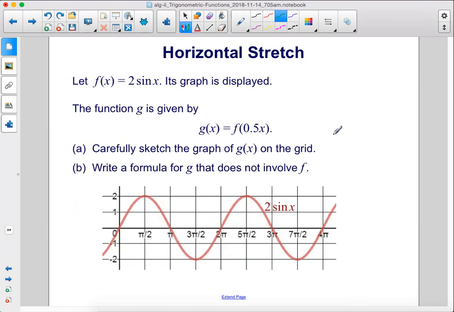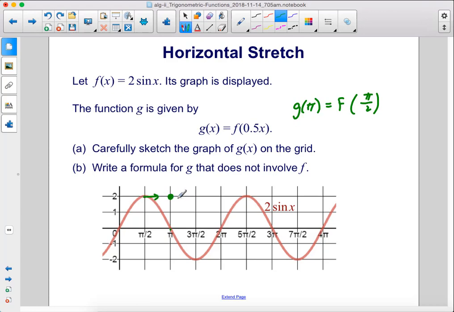Let f of x equal 2 sine x. Its graph is displayed. The function g is given by g of x equals f of 0.5x. Carefully sketch the graph of g of x on the grid. Write a formula for g that does not involve f. Okay, so what I'm going to do is pick an x value. Let's start with pi. G of pi equals f of pi over 2, because we take that pi, multiply it by 0.5. Therefore, whatever the value is at pi over 2 on the f graph, that value is now going to be the value for g of pi.